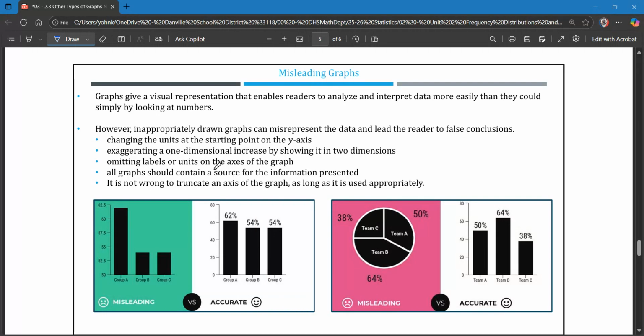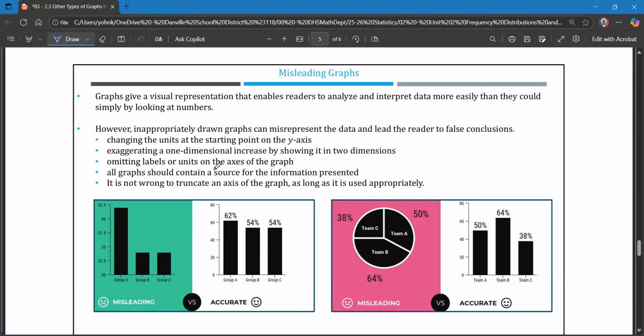Exaggerating a one-dimensional increase by showing it in 2 dimensions. So if you were to take, say, a square, but all of a sudden it's representing a rectangular prism, then you might have some issues with it. Omitting labels or units on the axes of the graph. It's really important that you label all your axes. I told you that earlier in the chapter. And you need to know what you're looking at.